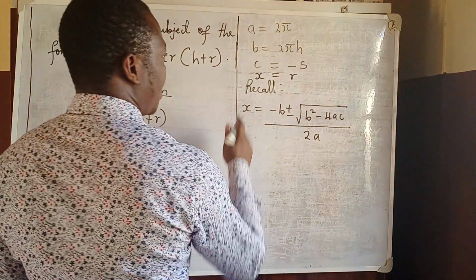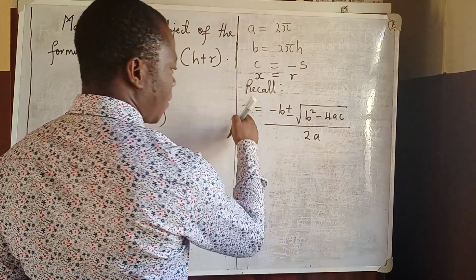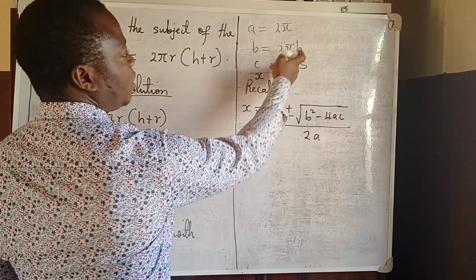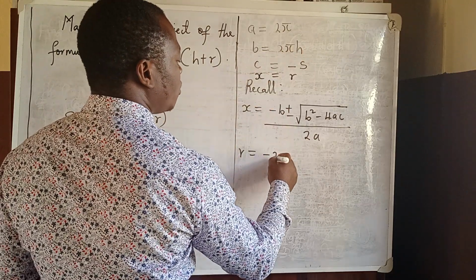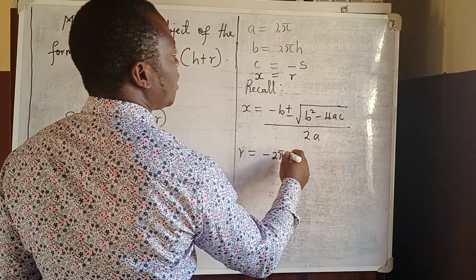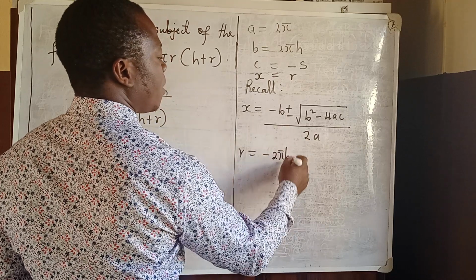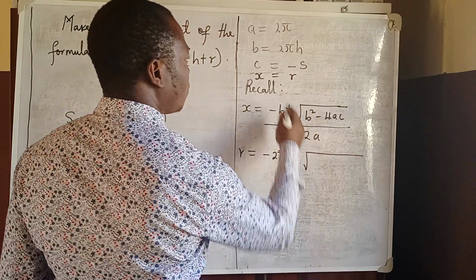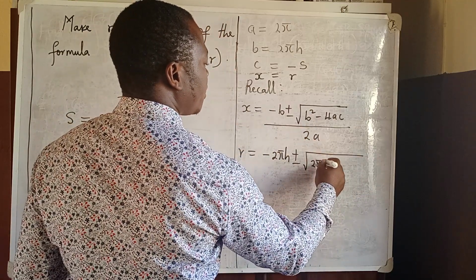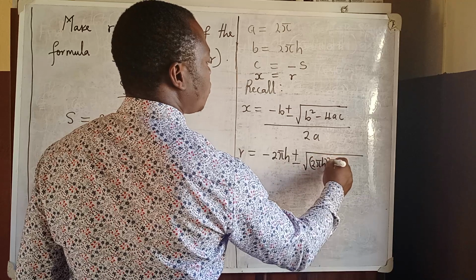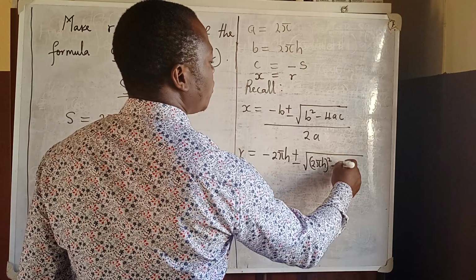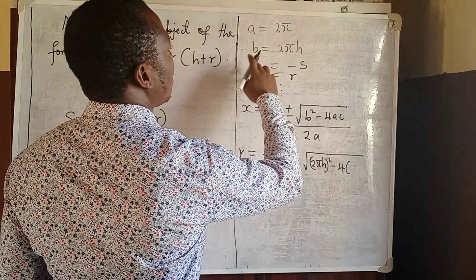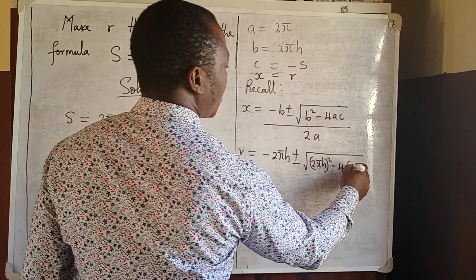Alright, so if I write this, r, which is our x, is now r equals minus b, and b is this 2 pi h. So I'll write 2 pi h here, plus or minus the square root of b squared, which is our 2 pi h, then squared, minus what? 4. Our a is 2 pi.